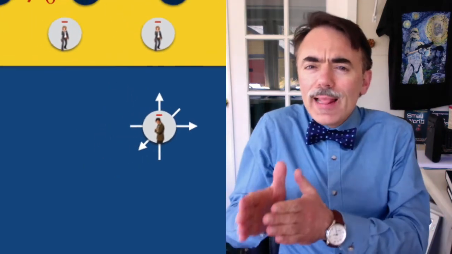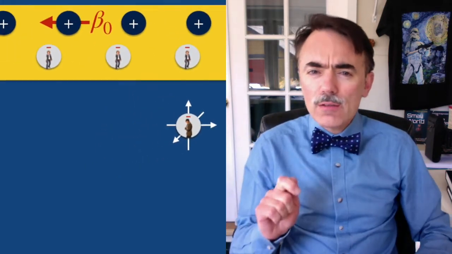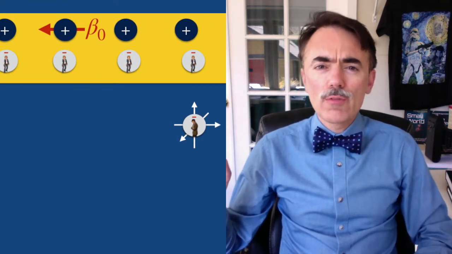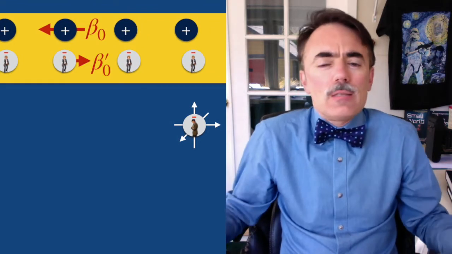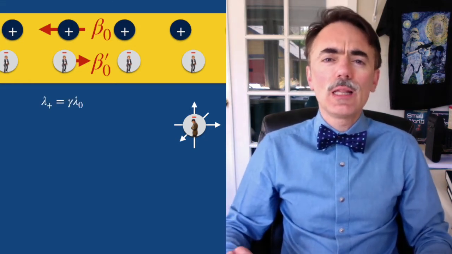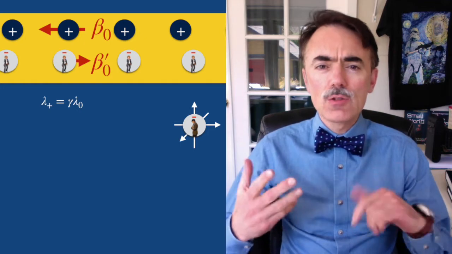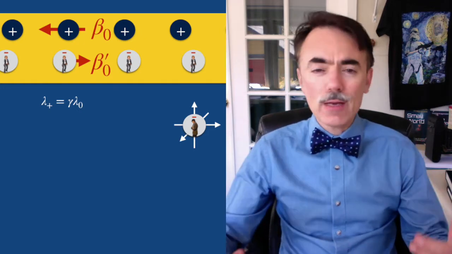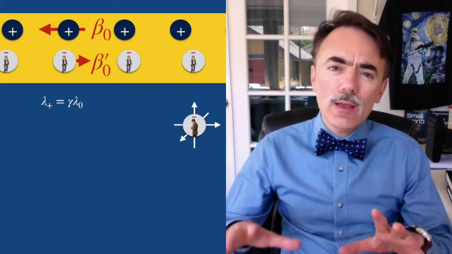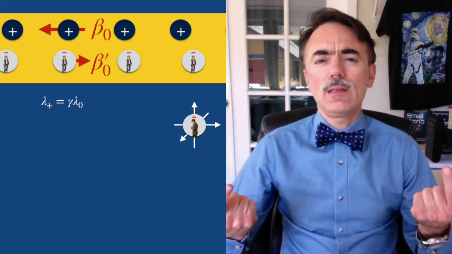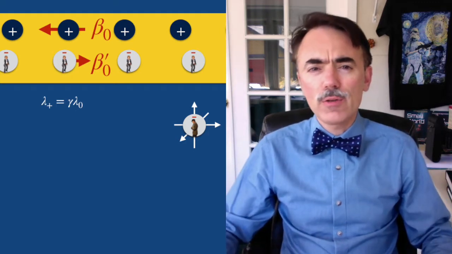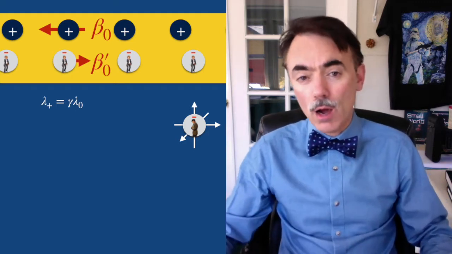From the moving electron reference frame, the ions in the wire are moving to the left, and the electrons of the wire are moving at a speed beta naught prime. We need to apply a length contraction to the line of ions and to the line of the drifting electrons in the wire. For the ions, the density has increased due to the length contraction to lambda positive equals gamma lambda naught.